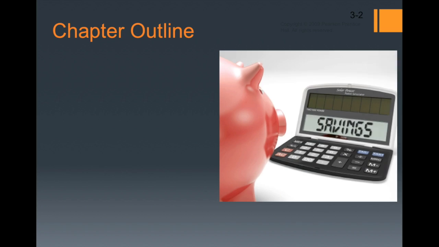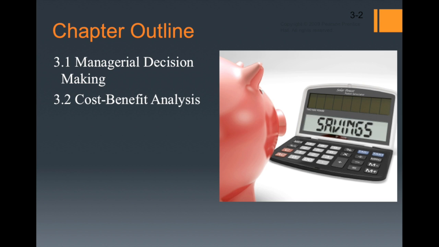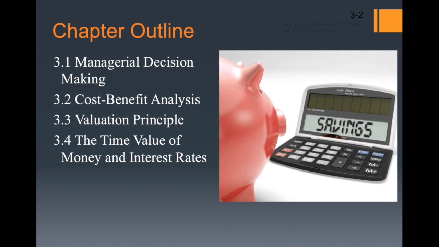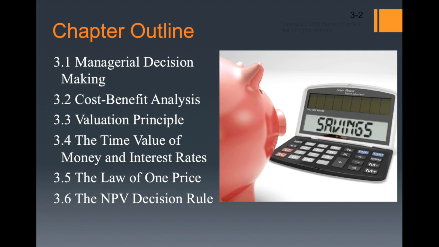This chapter talks briefly about managerial decision-making, why this is important, and very importantly, a cost-benefit analysis, that you always want the benefits to be greater than the costs, and how this applies to valuation, how time value of money fits in and the law of one price, and how we can use those concepts, and finally, the net present value decision rule, which is a very critical part of being able to value all the things that we're going to need to value in the remainder of this class.